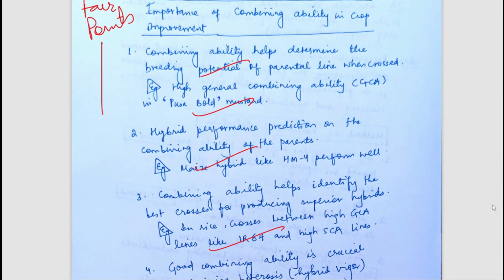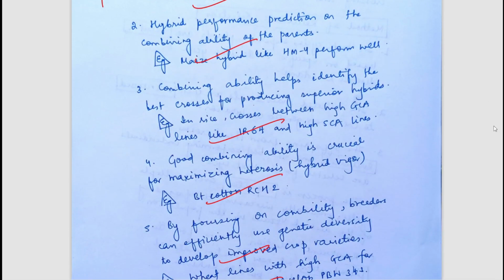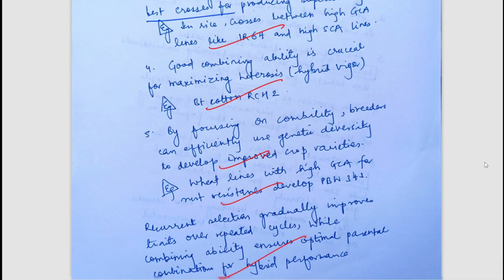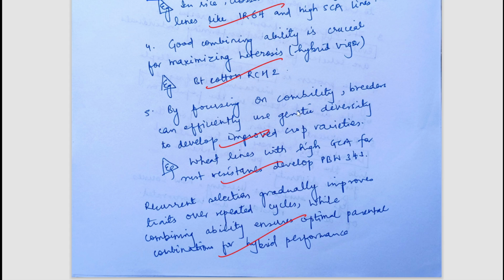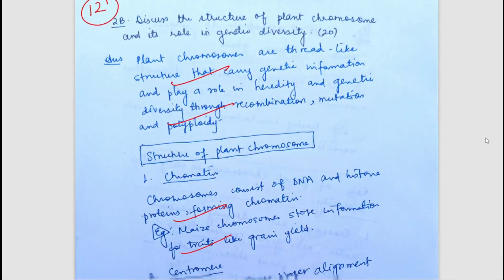What is the importance of combining ability in crop improvement? It helps us determine the breeding potential of parent lines when crossed. It helps us predict hybrid performance. It helps us identify the best crosses for producing superior hybrids. It is crucial for maximizing heterosis. It focuses on compatibility, combinability, breeders' efficiencies. All these things can be seen, so you can simply pause and read it. Now let's move to the next question.